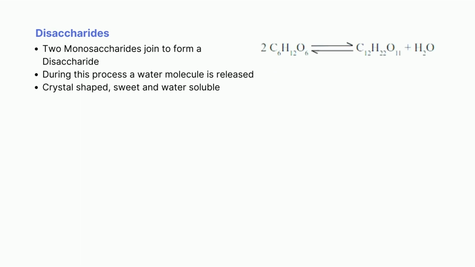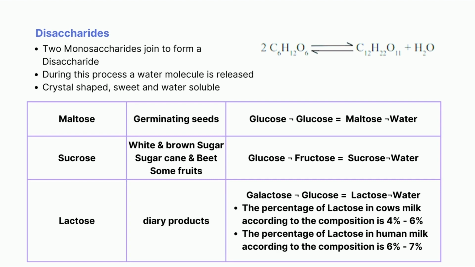Two monosaccharides join together to form a disaccharide molecule, and during this process a water molecule is released. Di means two: two sugar molecules, and a water molecule is released during this process. This is also crystal-shaped, sweet and water-soluble. Disaccharides are maltose, sucrose, and lactose.